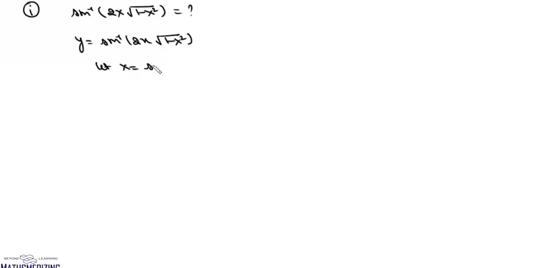Now we'll prove formulas for multiple angles. We need to find the formula for sin inverse of 2x times the square root of 1 minus x squared. We'll take this expression as y, so it will be y equals sin inverse of 2x times the square root of 1 minus x squared. This looks like 2 sin theta cos theta. So we'll let x be sin theta, or theta is sin inverse of x. And we know that the principal value range of sin inverse of x is from minus pi by 2 to plus pi by 2.